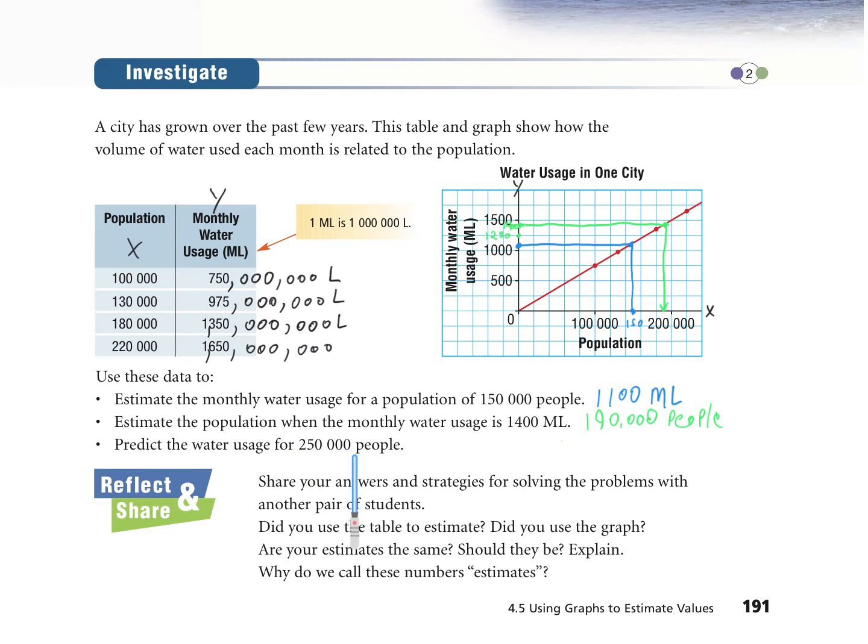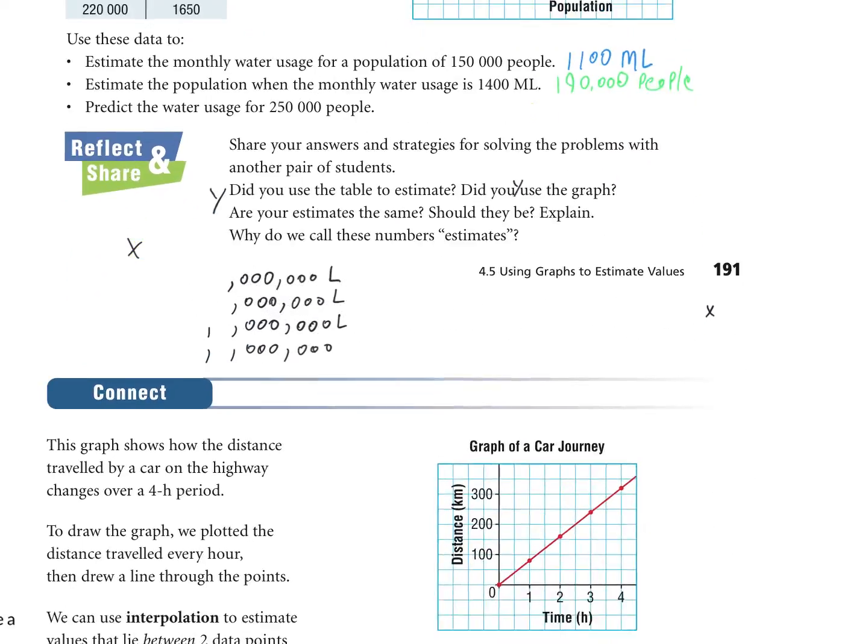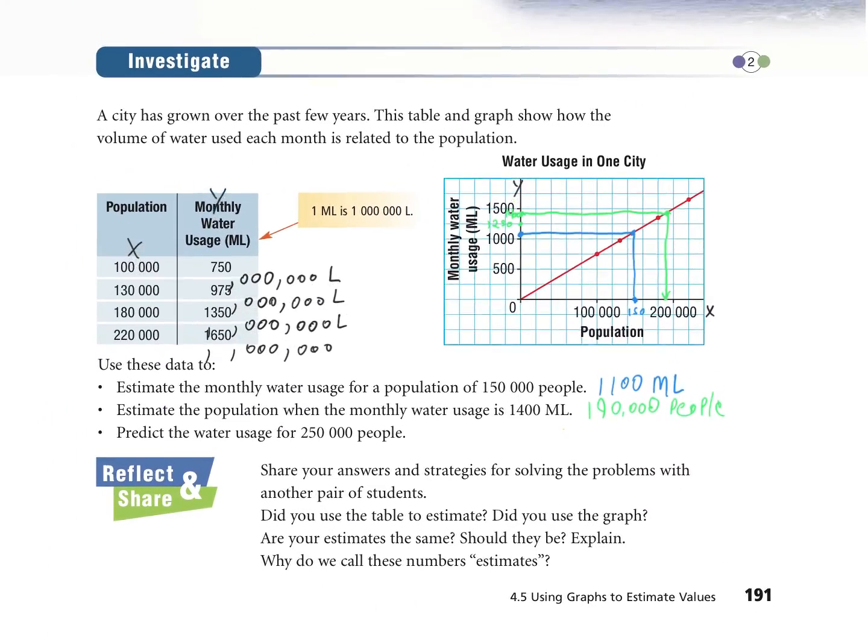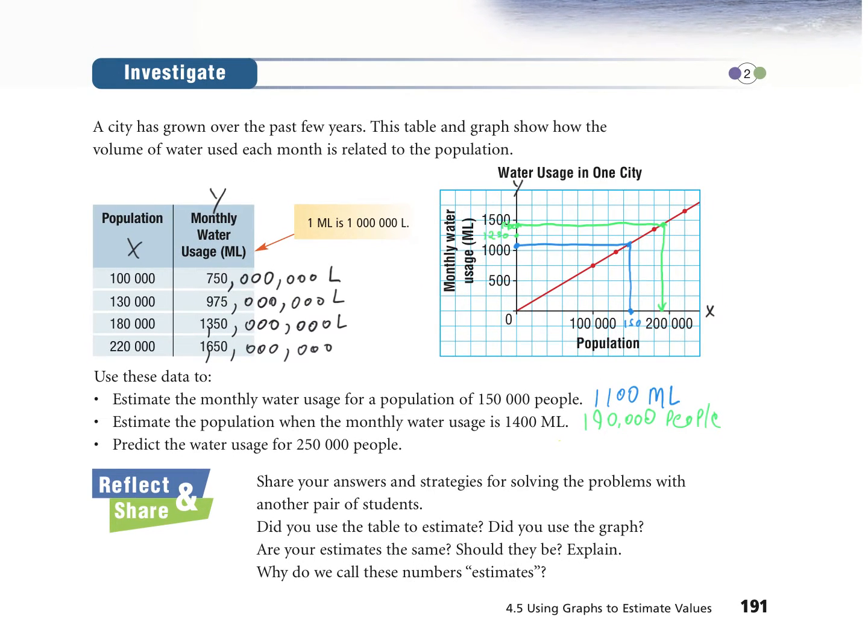And then finally, it asks us to predict the water usage for 250,000 people. So if we look at this here, we can clearly see that the graph does not go to 250,000. So if I scroll down, oh, all those figures are leaving with me. There we go. One moment.